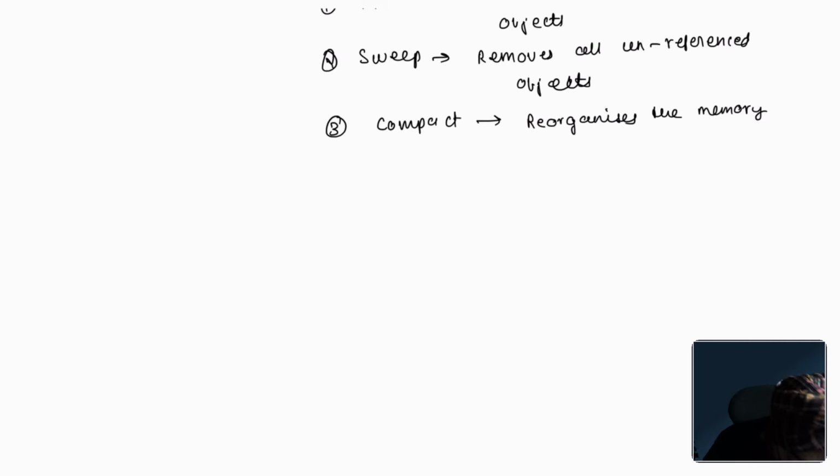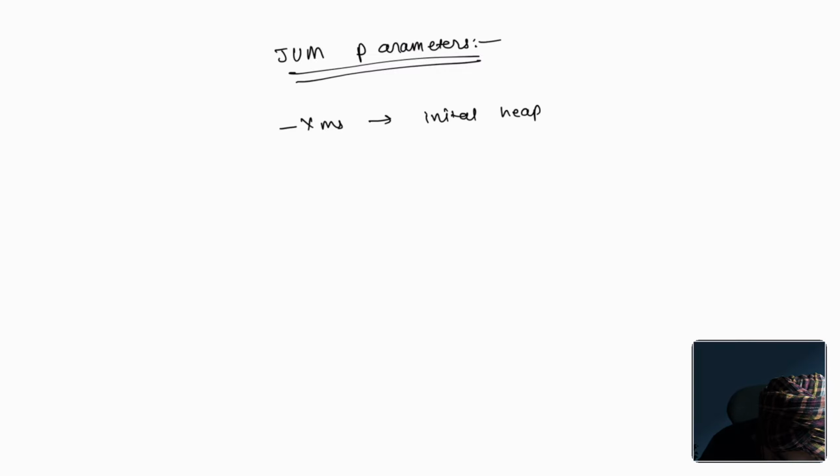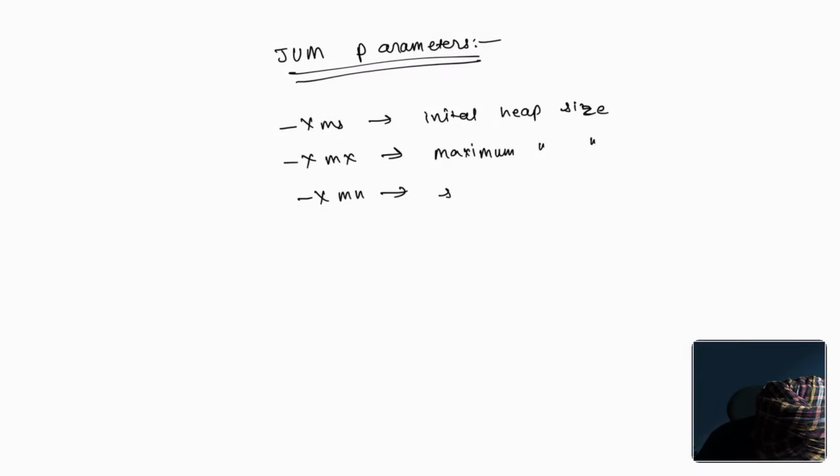When you start a Java application, you can pass some parameters to configure the memory. For example, you can pass the Xms parameter to set the initial heap size. Then we have the Xmx parameter to set the maximum heap size. We have the Xmn parameter to set the size of the young generation.